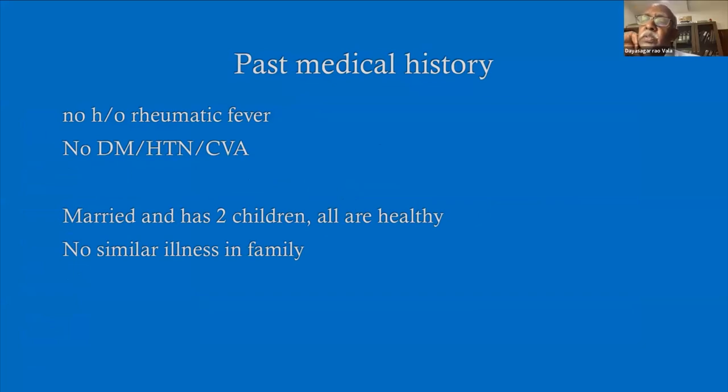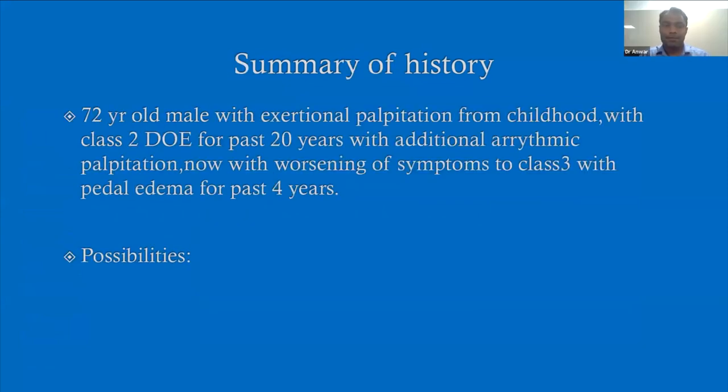Anwar, can you just summarize the present history in 4 sentences? Yes, sir. It's a 72-year-old male with exertional palpitation from childhood, with history of dyspnea on exertion, class 2, for the past 20 years with additional arrhythmic palpitation. Now with worsening of symptoms to class 3 with pedal edema for the past 4 years.